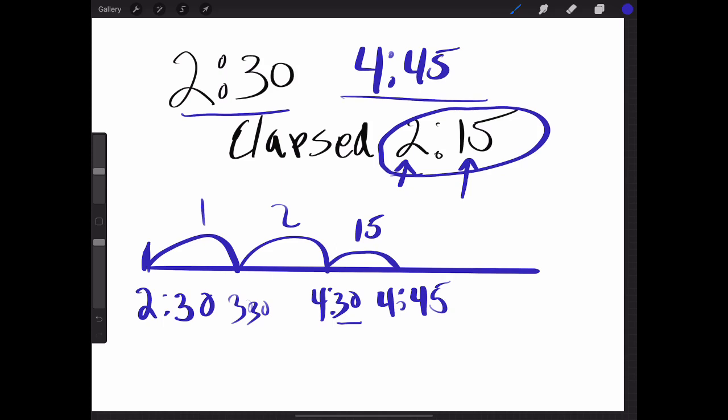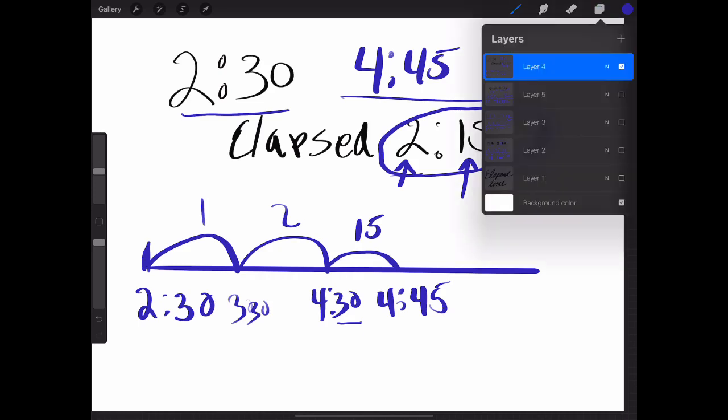If you're looking for elapsed time, you just jump up to the time that they've given you. If they give you the elapsed time, just jump up by that many. Using the number line is by far the easiest way for you to solve these questions.